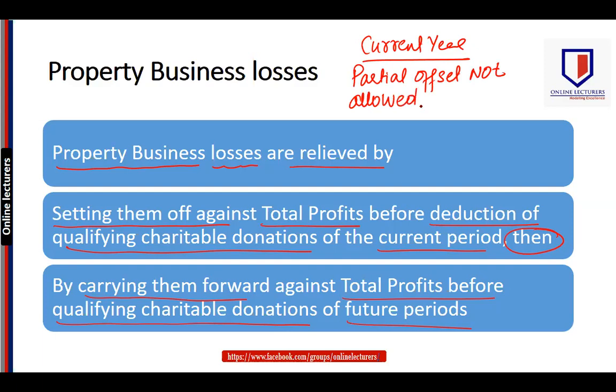So full loss is to be relieved in the current year. But in case of the carry forward method, partial offsetting is allowed. And if you have property losses and trading losses both in the same year, then use property losses first, then use the trading loss, because we have more options available in terms of trading loss rather than property business losses.